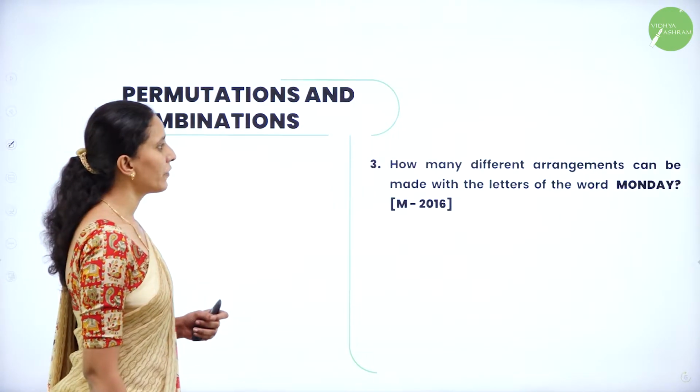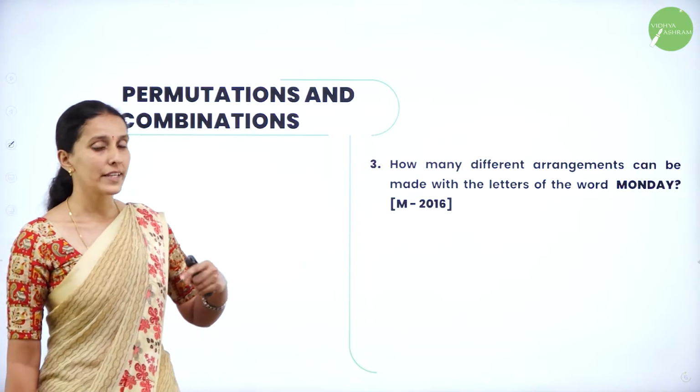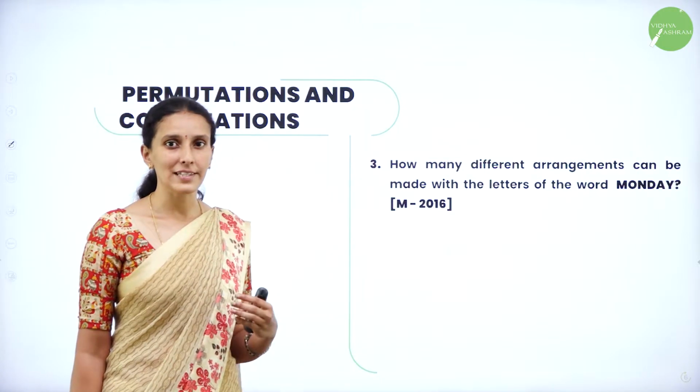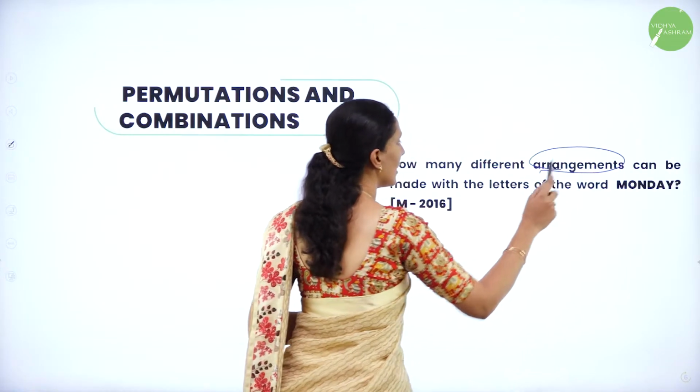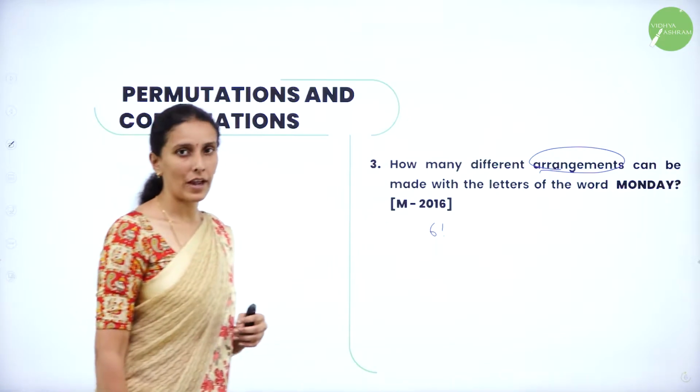Next. How many different arrangements can be made with the letters of the word Monday? So we have 6 different letters. No letter is repeated. So arrangement of 6 letters is nothing but arrangement of 6 objects. Arrangements, it's a linear permutation. So therefore we can write the answer as 6 factorial.